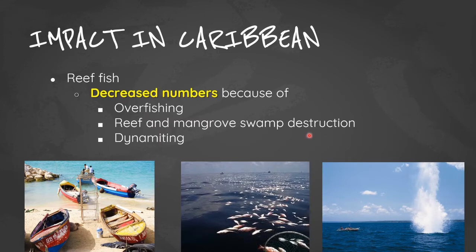The reef fish have been found to have decreased numbers because of overfishing, reef and mangrove swamp destruction, as we spoke about already, and dynamiting for fish.